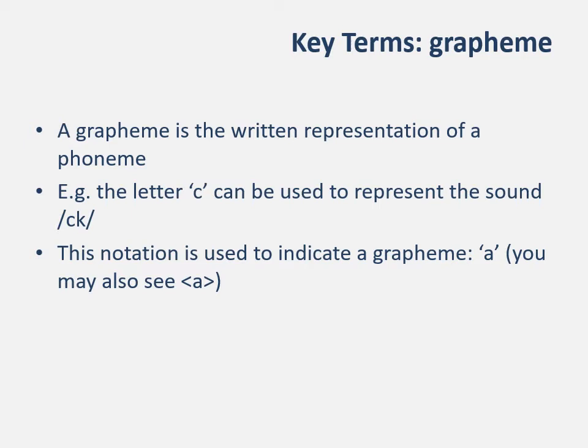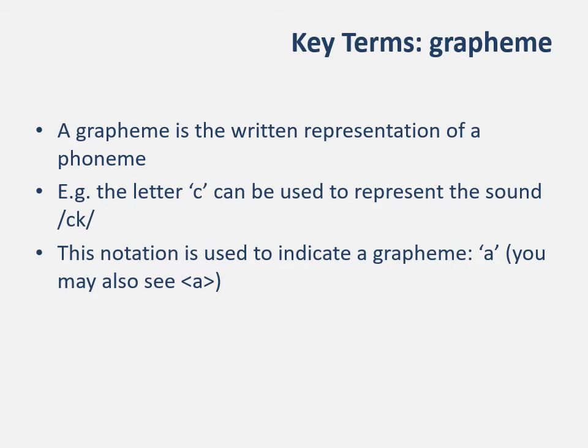Now, if you look at the next line, it says, for example, the letter C can be used to represent the sound k. However, letters are not always the same as graphemes. Letters are used to make graphemes, but we only have 26 letters in the alphabet, so sometimes we use them in combination. The point is that a grapheme represents a sound.